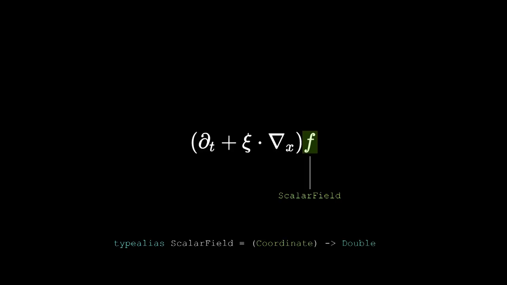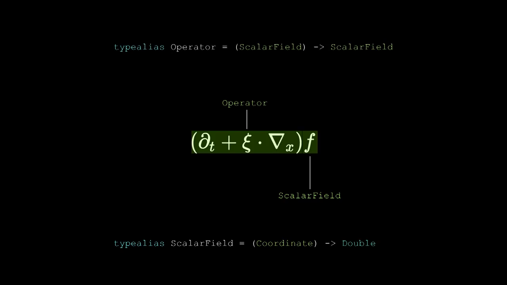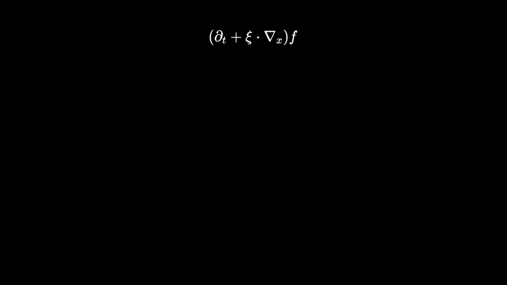So this is where type aliases can really save everybody who's working on this project. So we make a type alias for a scalar field so that we can say the function is merely that. And now everything in the parenthesis merely takes a scalar field to a scalar field. But we can make it one step easier with another type alias and call that thing an operator. And now we're starting to talk about stuff, and you can even forget that it's functional programming that you're doing.